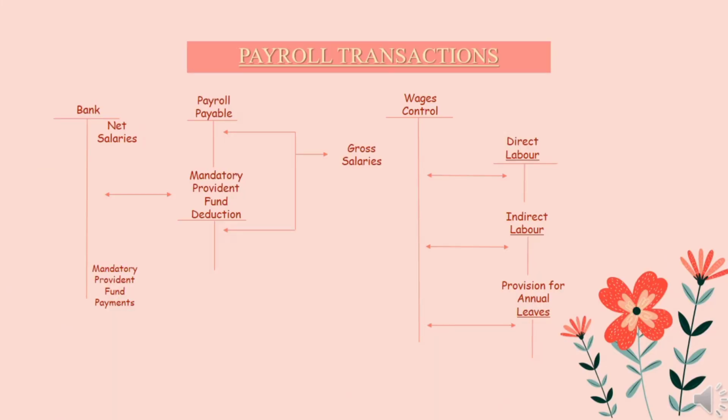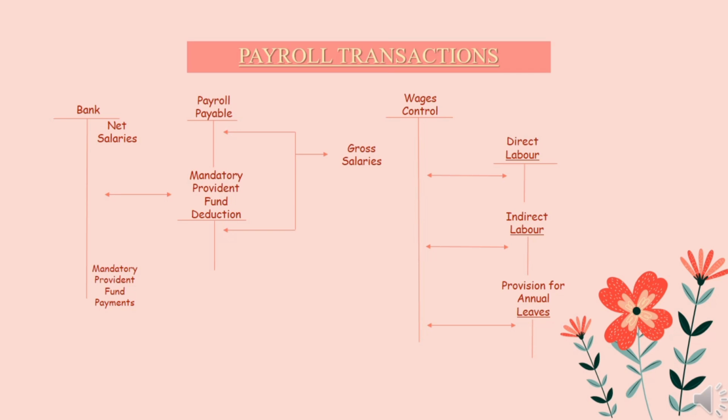Next, we have payroll transactions. Below are the general accounts used in the payroll cycle. Obviously, we use cash or bank to make payments. First is the primary journal entry, being a summary level entry that is compiled from wages control. That includes wages, salaries, bonuses and commissions which are generated from direct or indirect labor, and provision for annual leave.